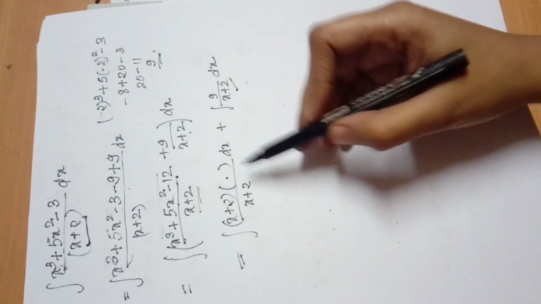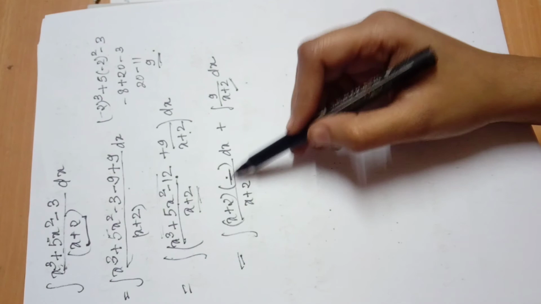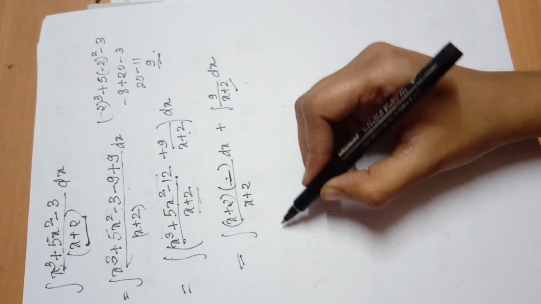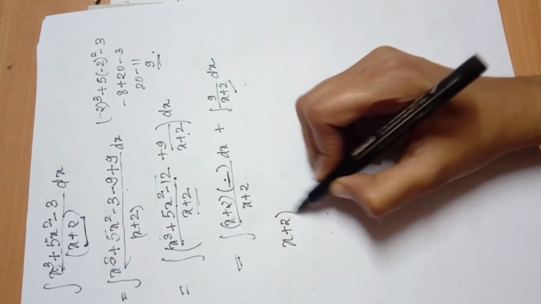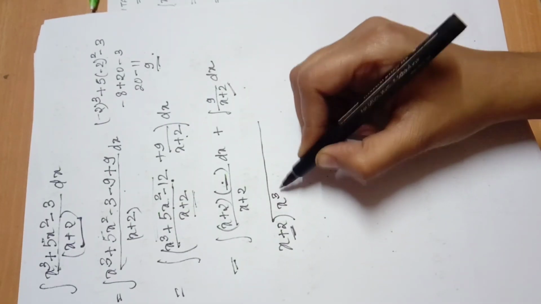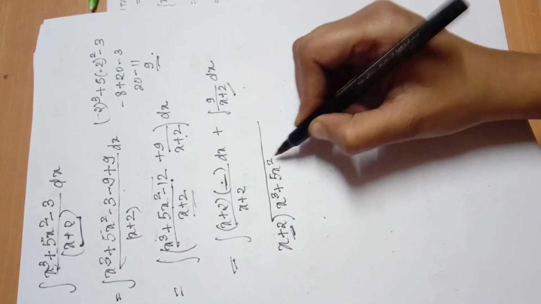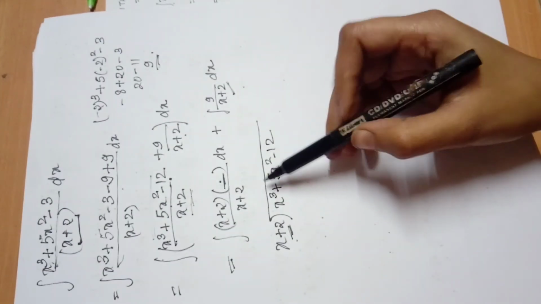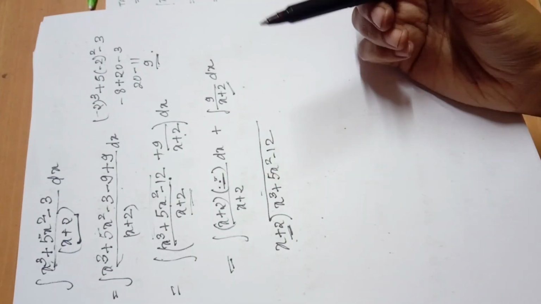But what about this part? I need to find this, right? Whatever is remaining here. Let's do it. So what I need to do is divide by x plus 2. I need to divide this x cubed plus 5x squared minus 12 by this, so that I can find out the remaining thing which is left over here.